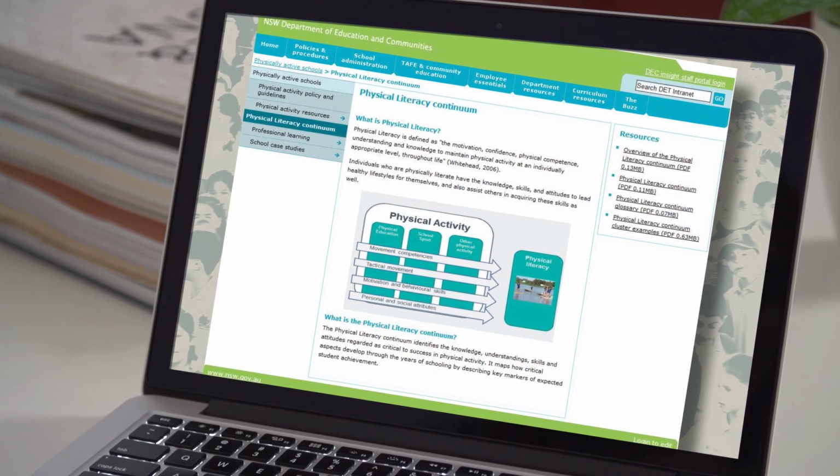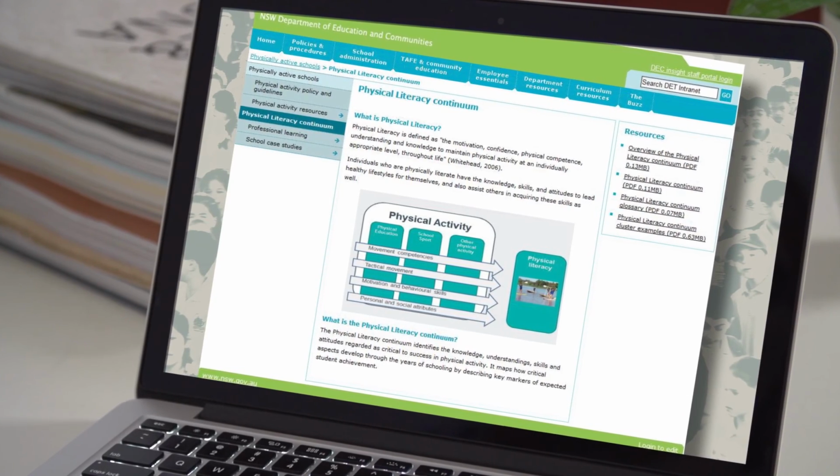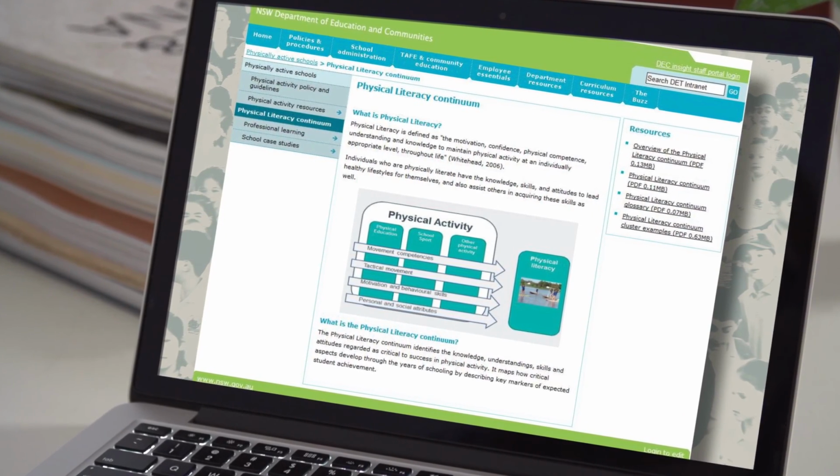Both assessment resources and resources to support progression across aspects are available and will continue to be developed in partnership with teachers and schools. These resources include units of work, teaching and learning activities and strategies, sample assessment tasks, and marking criteria, which are mapped to both syllabus outcomes and physical literacy continuum markers and clusters. These resources are all located on the Physical Active Schools website through the department's intranet.